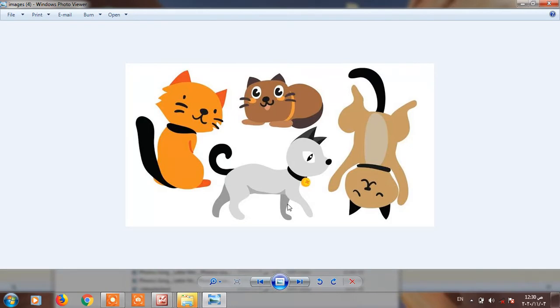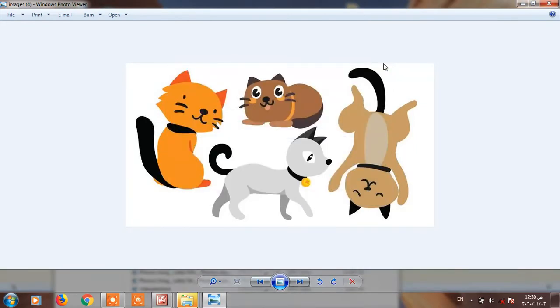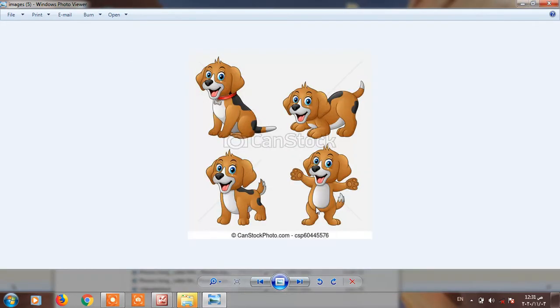Now, what can you see? Cats. How many cats are there, KG1? There are, let's count, one, two, three, four. More than one, four. So we use there are. There are four cats.